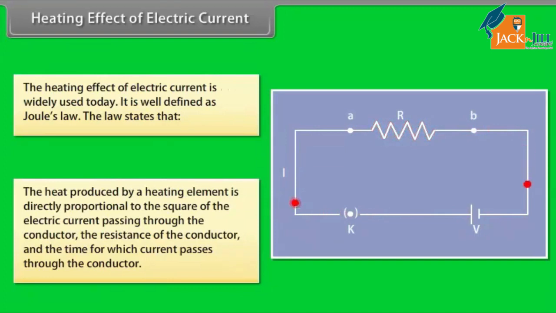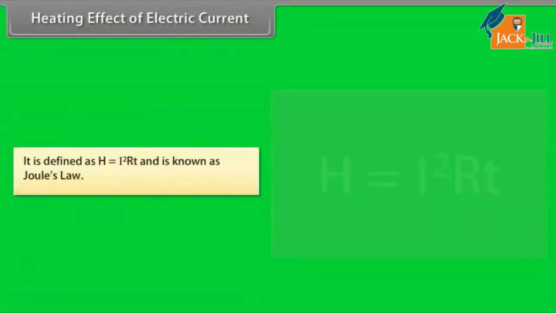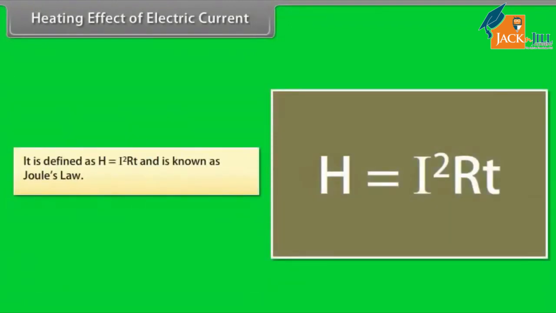The heat produced by a heating element is directly proportional to the square of the electric current passing through the conductor, the resistance of the conductor, and the time for which current passes through the conductor. It is defined as H equals I squared R t and is known as Joule's law.